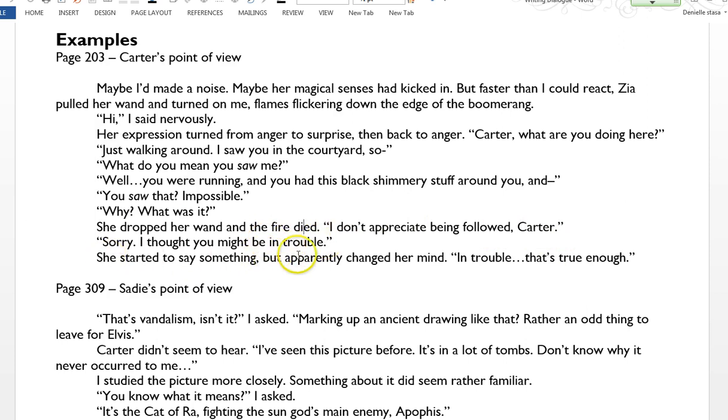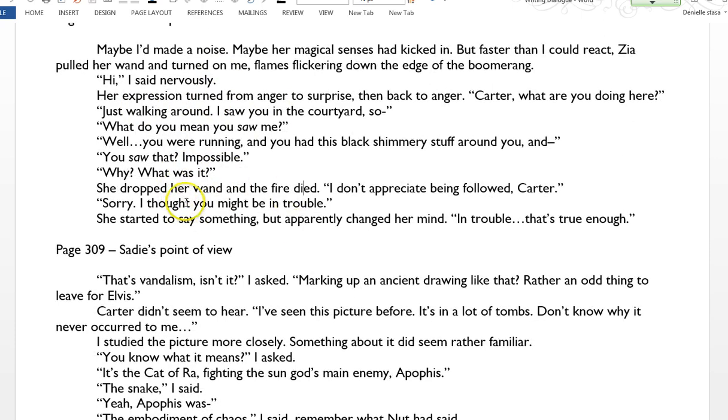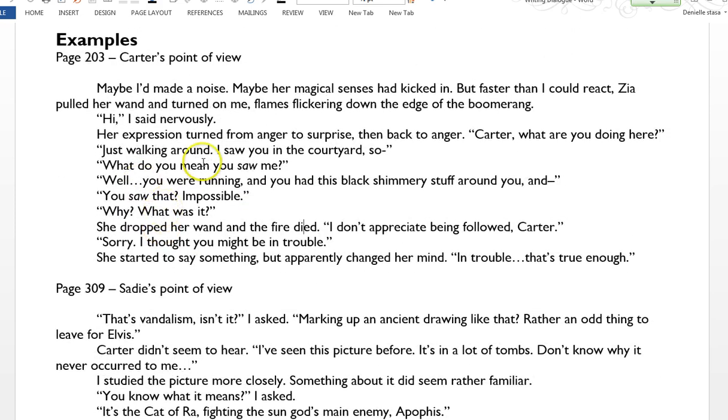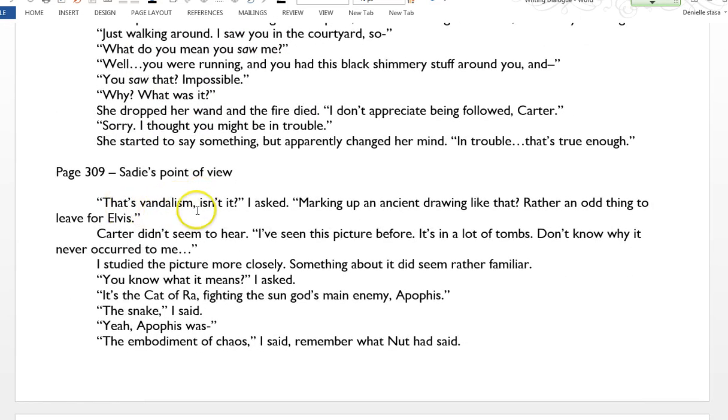And then again, we have some description. So don't get so wrapped up in your dialogue that suddenly we have 20 lines with no description. There should be some. Her expression turned from anger to surprise and then back to anger. So you should have some description of what it looks like as characters are talking and things that are happening. She dropped her wand, the fire died. This is Sadie's point of view, and you'll notice the vocabulary and rhythm is different. This is Carter's, this is Sadie's, this is Sadie speaking.